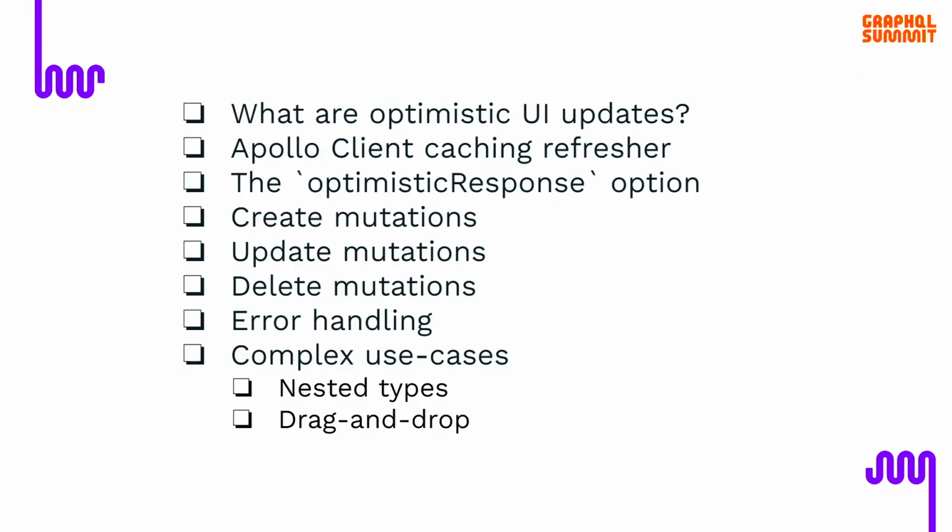So in today's session, we've got a packed list. So first, I want to clearly define what optimistic UI updates are. And then I think it's necessary that we take a look at the Apollo client cache just to get a refresher on how that works. And then we're going to look at what's called the optimistic response option. And this is key to how optimistic UI updates work. And then I'm going to walk you through example implementations with create, update, and delete mutations. And then we're going to look at some of the errors that you may encounter. And then we're going to look at some more advanced use cases, such as nested types and drag and drop functionality.